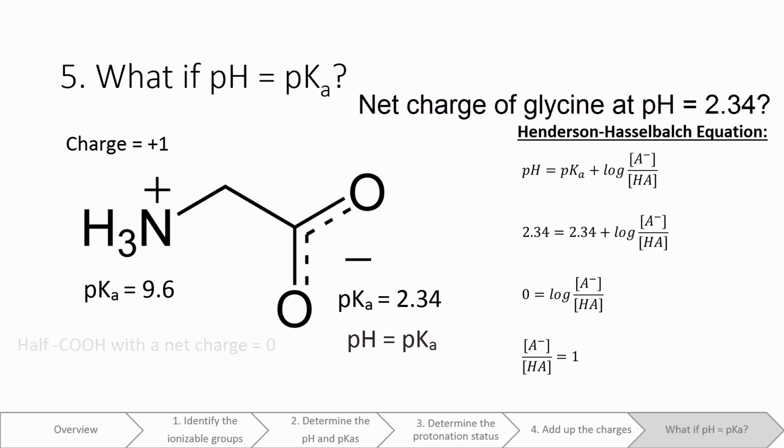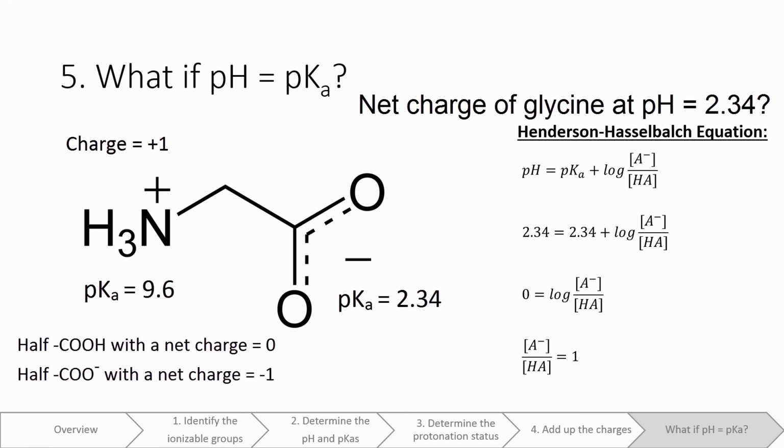What this means is that half of the glycine in our solution will have the carboxyl group protonated with a net charge of 0, while the other half of the glycines in this solution will be deprotonated and have a net charge of -1. This means that on average, the carboxyl group of glycine will have a charge of -0.5.